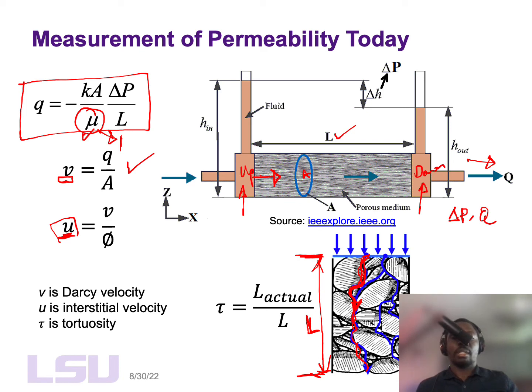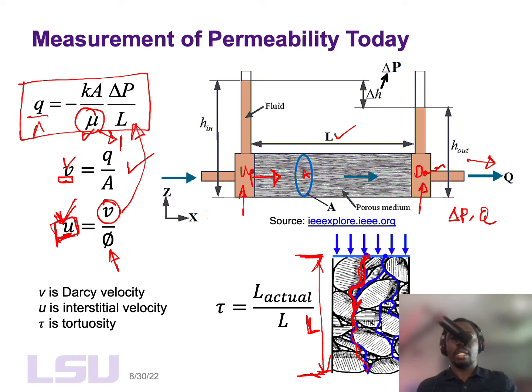And that's why this interstitial velocity is typically of a bigger magnitude than the Darcy velocity. And you can calculate it from the Darcy velocity by simply dividing by porosity, which will be less than 1, right? So you can see even in the definition that the interstitial velocity is typically faster than the Darcy velocity. But the Darcy velocity is the one to be used here.